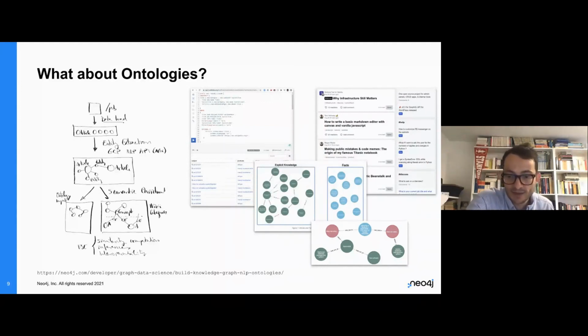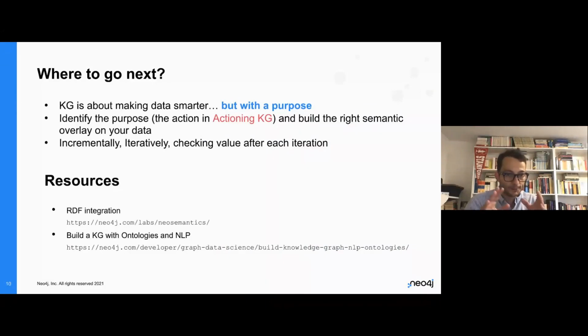Right, so that's me. I'm going to conclude with some call to action, where to go next. Well, I think that the important thing of the actioning knowledge graph is precisely that, the action. So identify what's the purpose of your knowledge graph. Why? What's the reason? What's the kind of action that you want to implement on your data, and why do you want to make your data smarter? Because then that will drive how you will build the right semantic overlay for your data. And of course, build that incrementally and make sure that after every iteration, there's value being added.